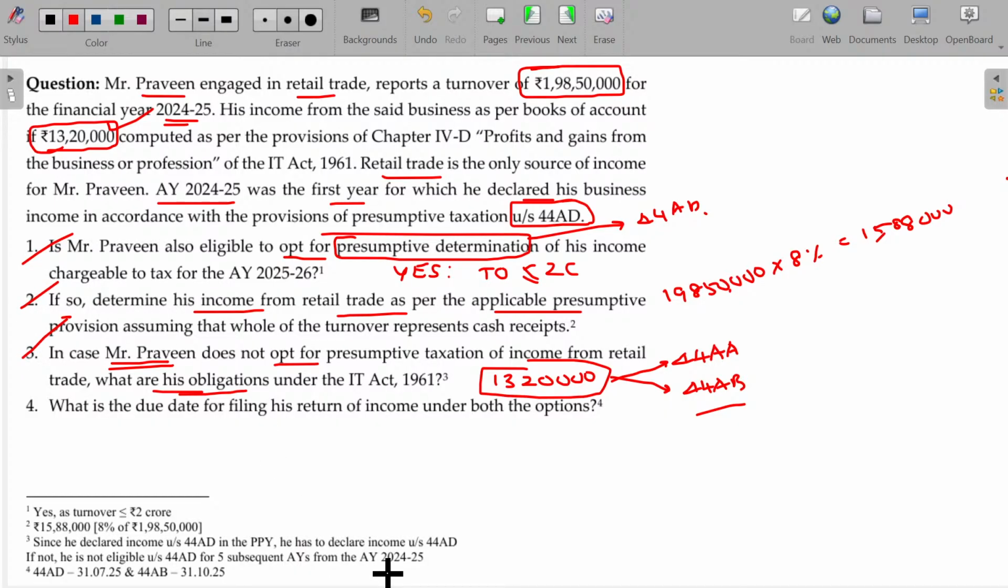Three cases over. Then the fourth case: what is the due date for filing of his return of income under both the options? In this case, the due date being 31st July requires no audit, right? In case he opts out of that 44AD, he doesn't want to go for that, then he has to get his books of accounts audited, then 31st October 2025 will be taken. Okay, clear? Hope now you'll be able to understand. So I think this question carries around 6 marks in your examination. Questions are very simple. There will not be any complications. But learning the provisions by heart is most important.